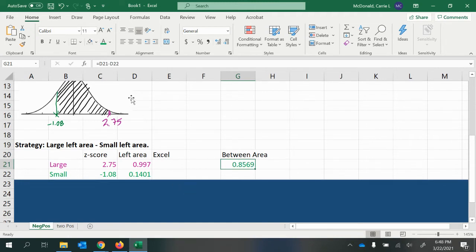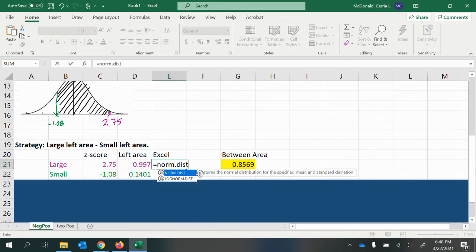Now, we also can use Excel to find each of these two left areas. We can use NORM.DIST, and if I'm going too fast, make sure you pause or back up. It is a video, so you can do that. Then you're going to put in your large left area. I'm just going to refer to the cell containing it, then put in my mean of 0 and my standard deviation of 1. Just be careful here.